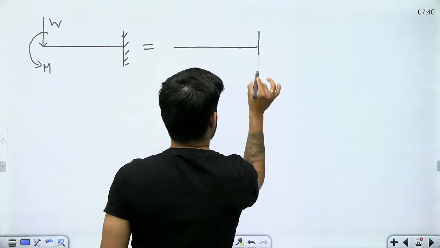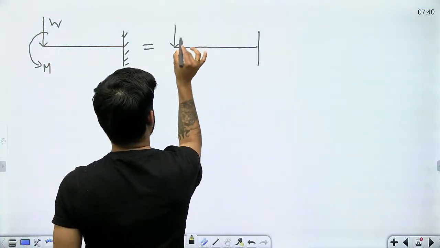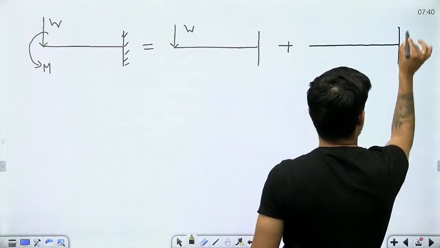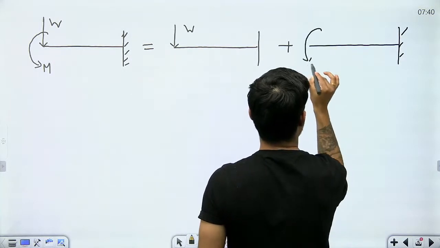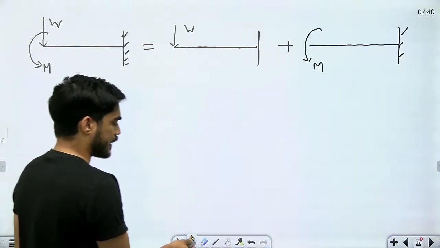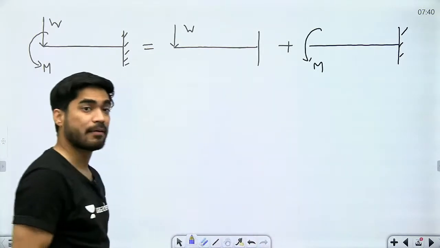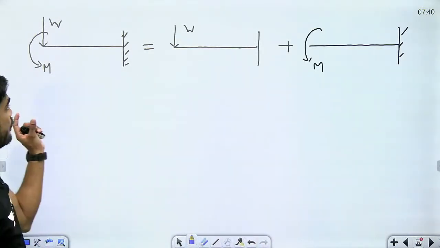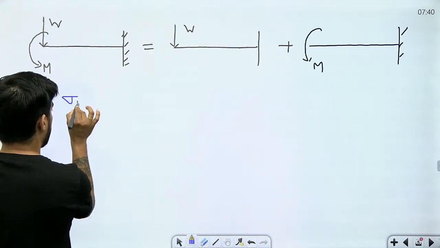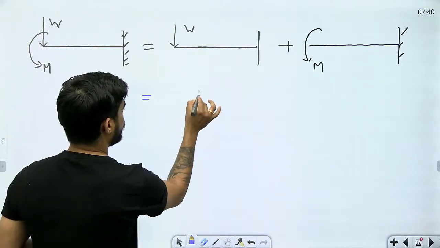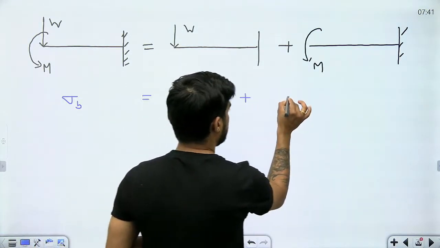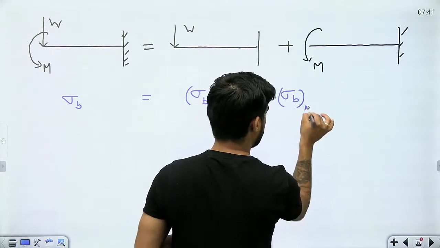So I can divide this into this loading condition W and M. And what can I calculate in this case? अब यहाँ क्या क्या calculate कर सकते हैं? We can calculate the bending stress. Okay, हम bending stress निकाल सकते हैं. So sigma B will be equals to sigma B due to this W and sigma B due to this M.